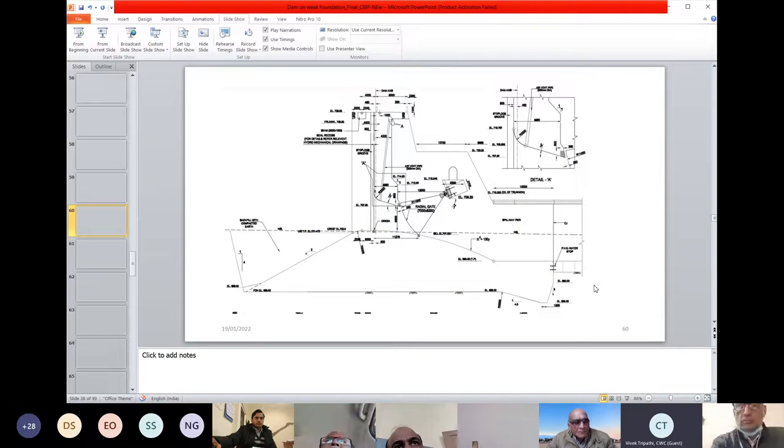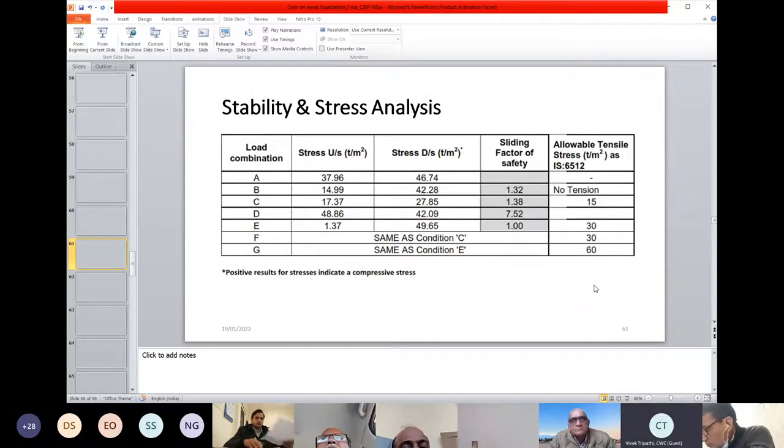This is also based on one bulletin, the ICOLD Bulletin 117, on gravity dams for the future. Here also this type of structure is suggested in this ICOLD bulletin. If your bearing capacity is low, in a weak foundation, you have to modify your design or structure. Stability analysis was done for different load combinations, all 7 conditions A, B, C, D up to G. This type of structure was giving the sliding factor of safety and allowable pressure in this range.